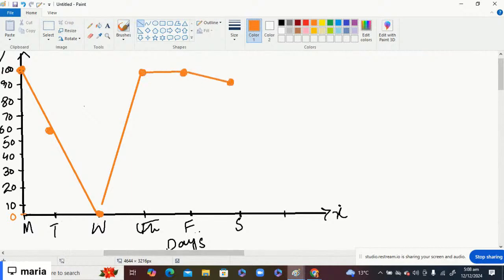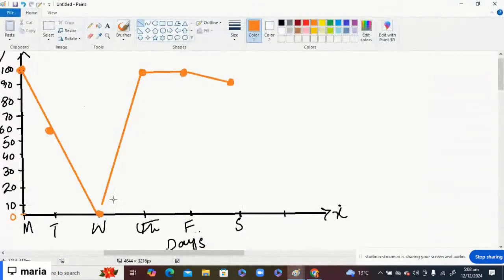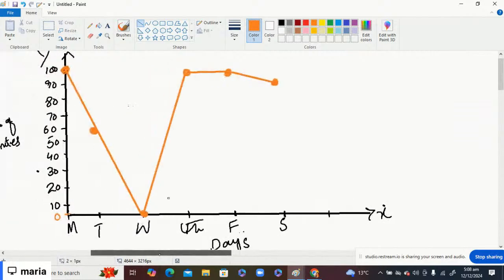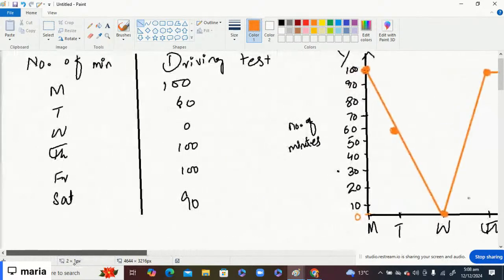This is the way that we are going to draw this graph. All right, look at here the graph shape. So this is basically your graph of the driving test.